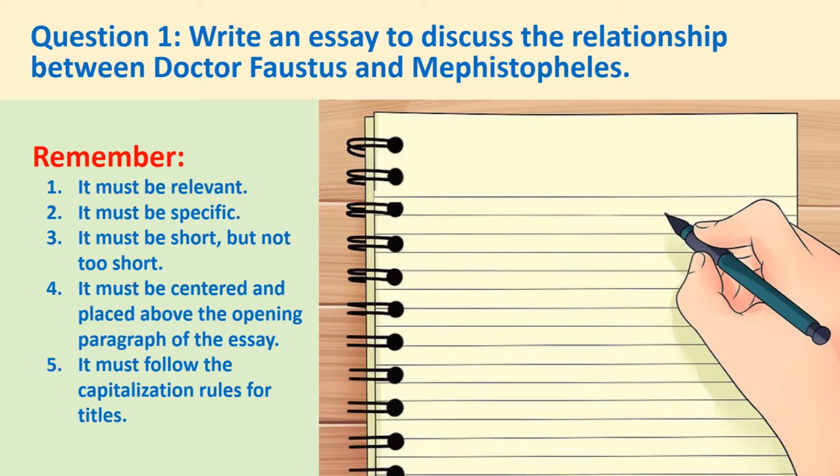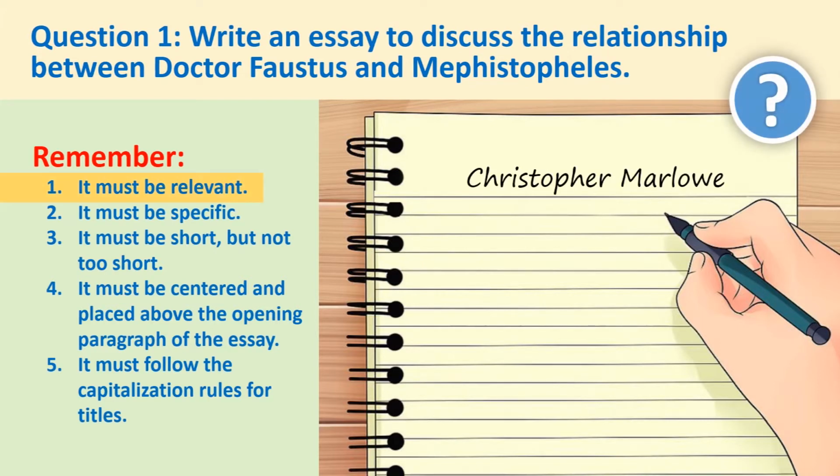Then you select a title for your essay and see if it conforms to the 5 characteristics of a good title we already talked about. Let's check this title out first. Christopher Marlowe. Is this title relevant? Is it related to the question?